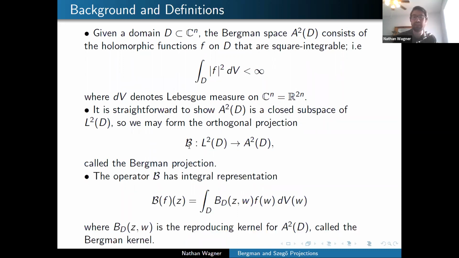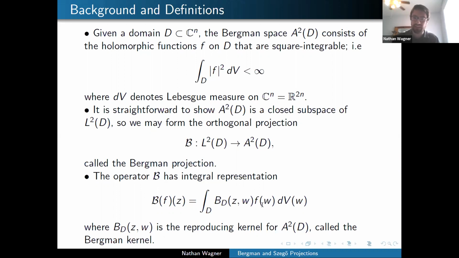And it's also true that the Bergman space is what we call a reproducing kernel Hilbert space. I didn't write out the definition here, but that means that point evaluation is a bounded linear functional, as many of you know. So the Riesz representation theorem guarantees the existence of what's called a reproducing kernel function. That's this B_D(z,w), and that's called the Bergman kernel. And it turns out that the Bergman projection can be represented exactly as integration of your function against this Bergman kernel. And that makes sense, right?